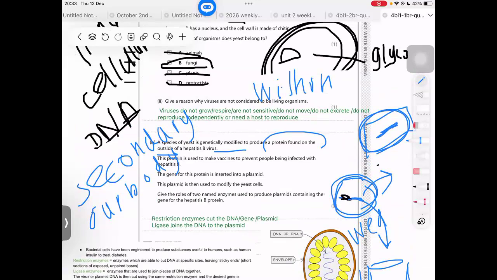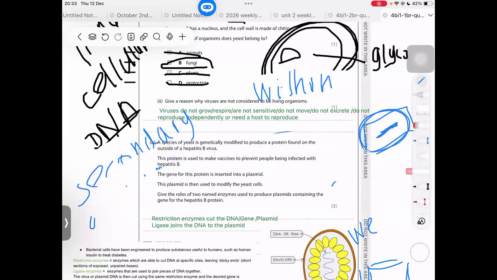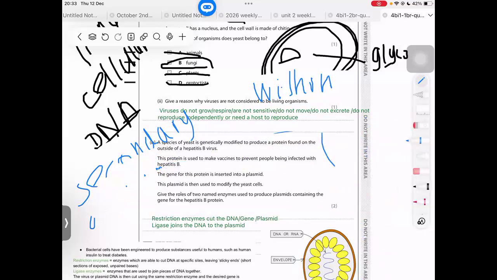So basically, this protein is used to make vaccines to prevent people being infected with hepatitis B. The gene for this protein is inserted into the plasmid. The plasmid is then used to modify the yeast cells. Even though you might have heard that plasmids are only seen in prokaryotes, yeast cells also have some plasmids, right?